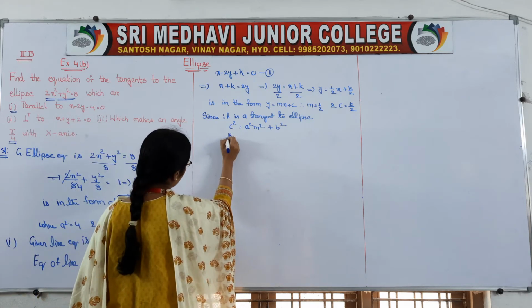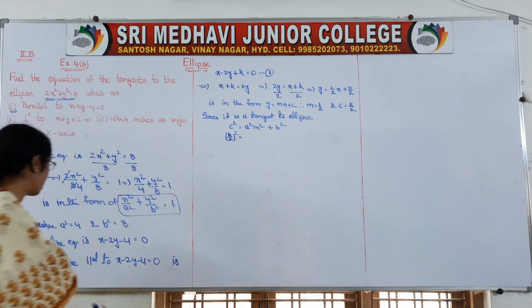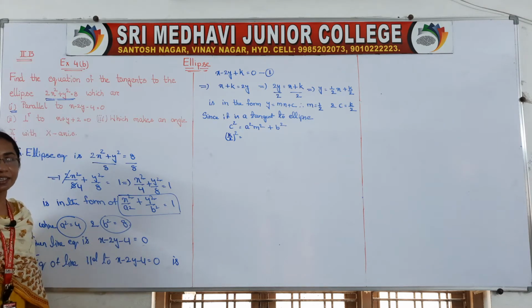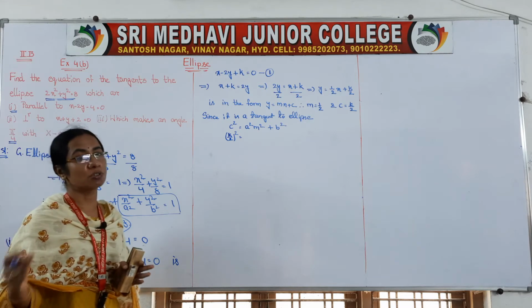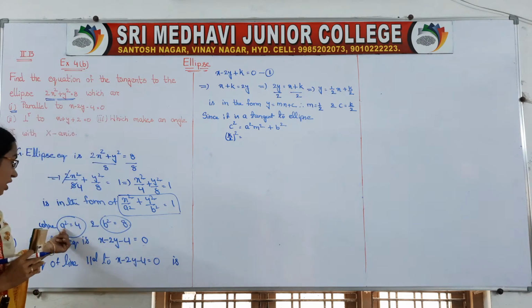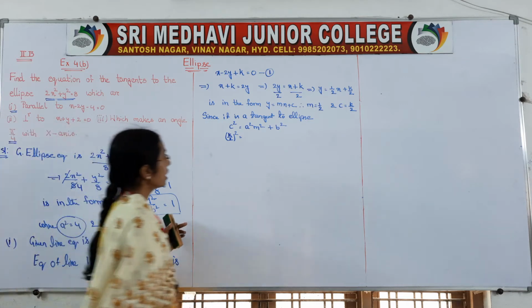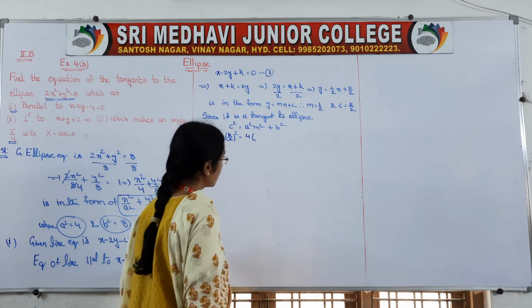That is (k/2)² = a². We have taken a² as 4, we got it, right. b² is equal to 8. By reducing the ellipse equation into standard form, after that we got a² = 4, b² = 8. Okay. So, a² is 4 and what is your m?